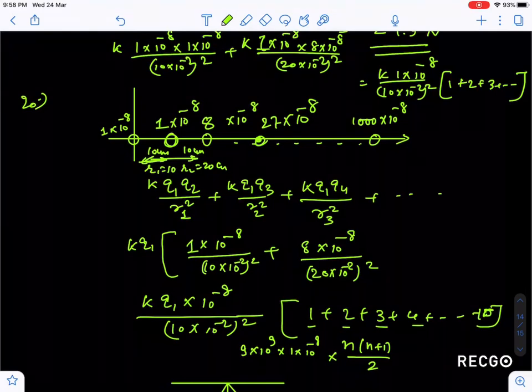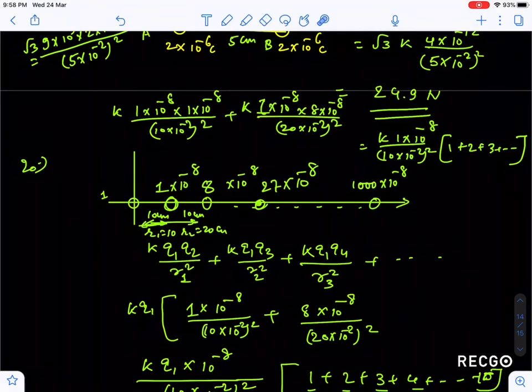They have given q1 as 1 coulomb. So this you have to keep in mind, force on 1 coulomb due to all these charges. So 1 into 10 raised to power minus 8, 8 into 10 raised to power minus 8. So this is not 10 raised to power minus 8, this is 1. I think you can cross check the question also because I have not written this question here. So this force on 1 coulomb due to all the charges we have to calculate.